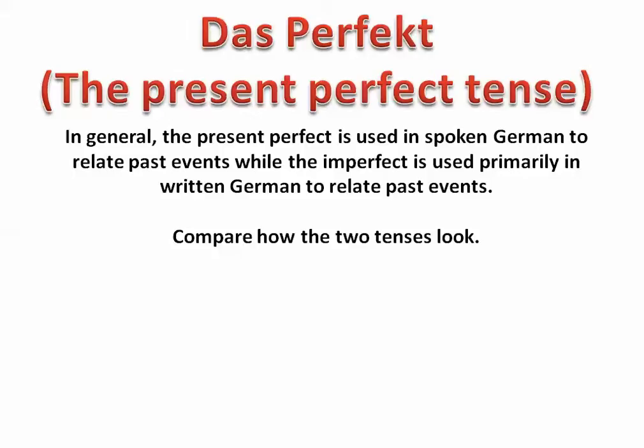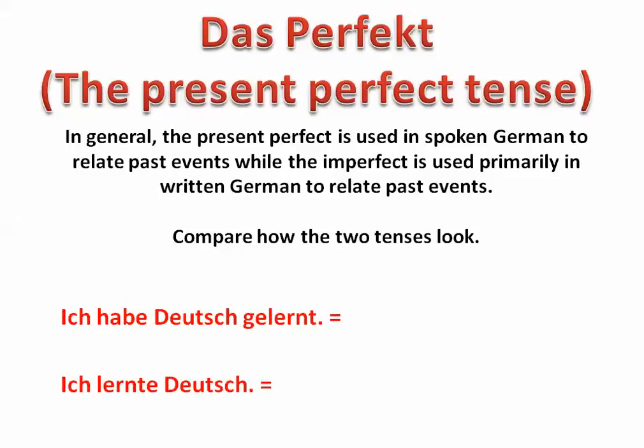Today we're going to talk about the present perfect, or in German, the perfect tense. In general, the present perfect is used in spoken German to relate past events, while the imperfect is used primarily in written German to relate past events. There are some exceptions. Most notably, the modal verbs are used often in the imperfect, and also the key verbs haben und sein. But let's take a look at how these two look side by side, or at least one on top of the other.